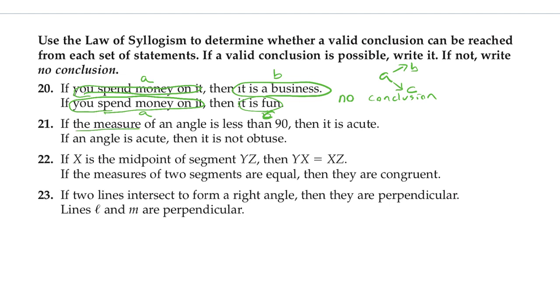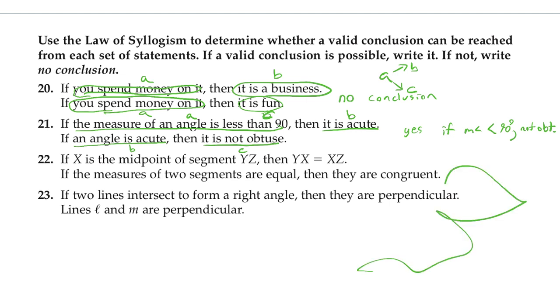Okay, let's look at the next one. If the measure of an angle is less than 90, that's A, then it is acute. Oh, that's good. So we got an A to B. And if an angle is acute, hey, look at that, we're starting with that B, so this is going to chain us somewhere. Then it is not obtuse. Boom. Not very exciting, but yes, we could write: if the measure of an angle is less than 90 degrees, then it is not obtuse. This is a shorthand way of saying it. You should write it out better, but I just couldn't fit it with my crazy monkey paw writing.